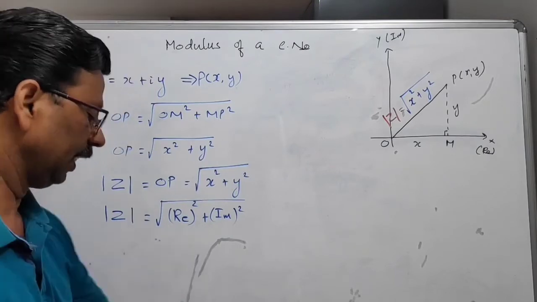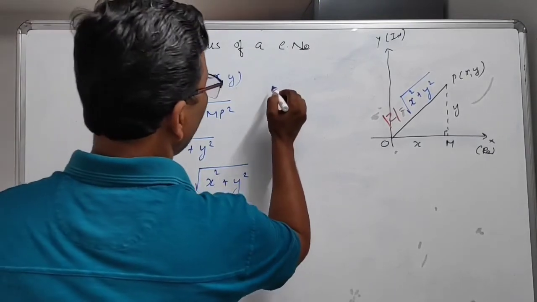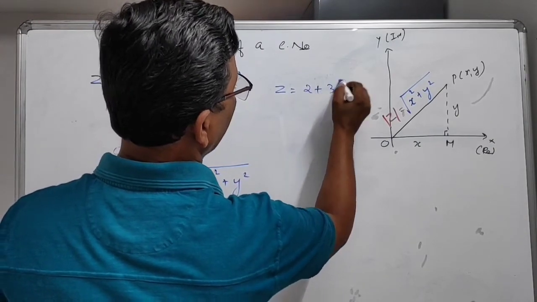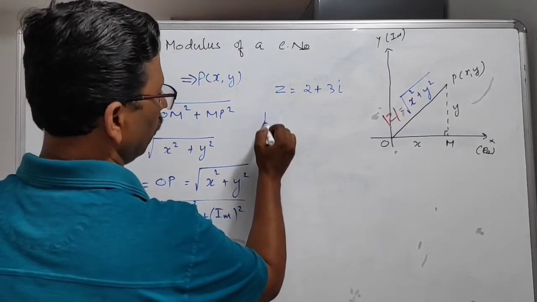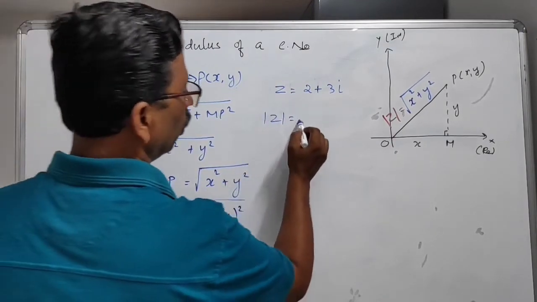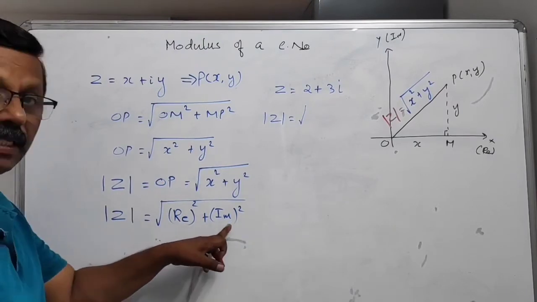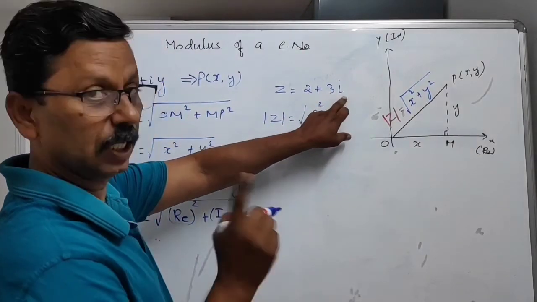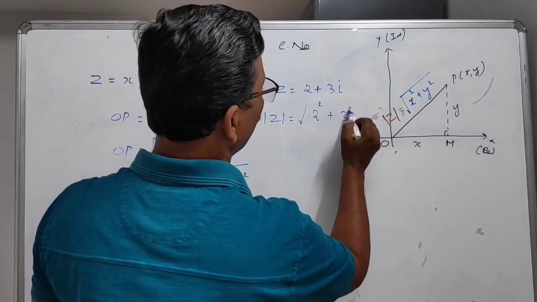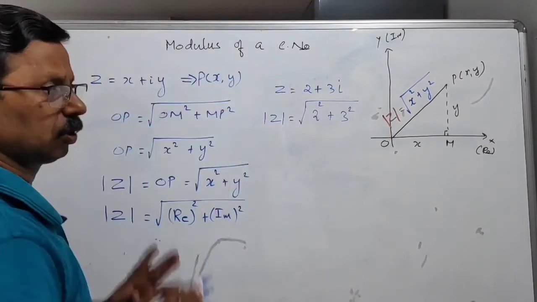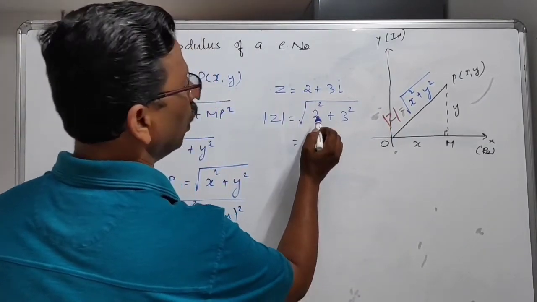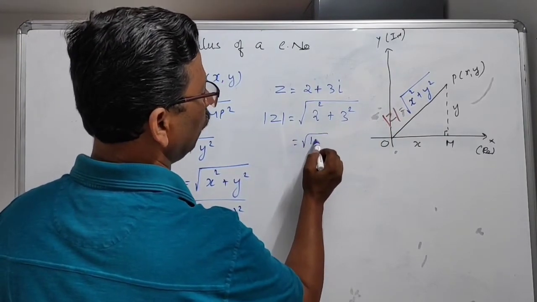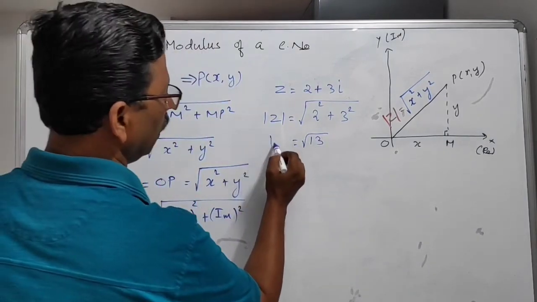Now let us see an example of how to find the modulus. For example, consider the complex number z equal to 2 plus 3i. Now I want to find its modulus. Modulus z is equal to the root of, as I told, real part square plus imaginary part square. What is the real part? 2 square, plus the imaginary part, not the imaginary unit, so take the imaginary part as 3. Just square it. Whether it is minus or plus, a square is always positive. Therefore, 2 square is 4, 3 square is 9. This is the root of 13. Therefore, modulus z is equal to root 13.